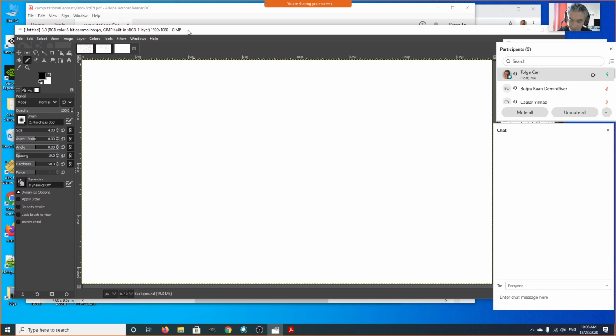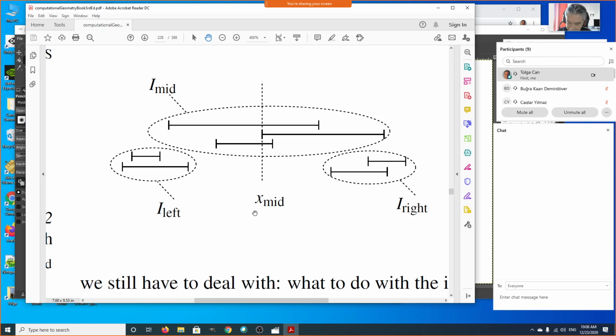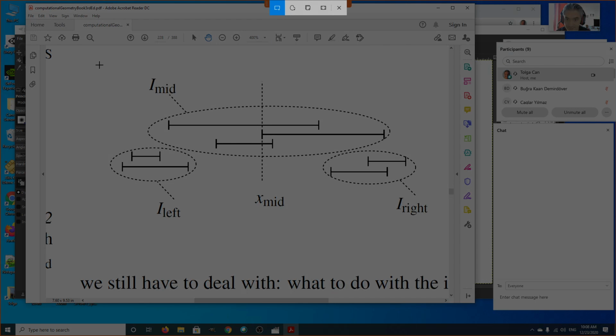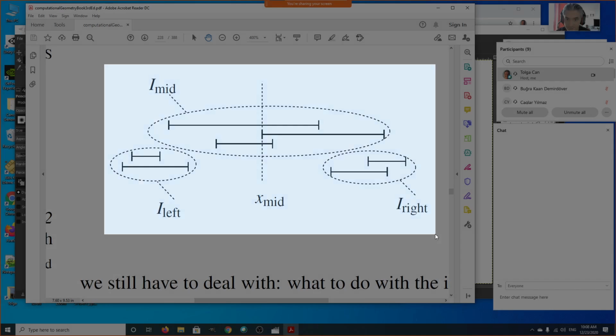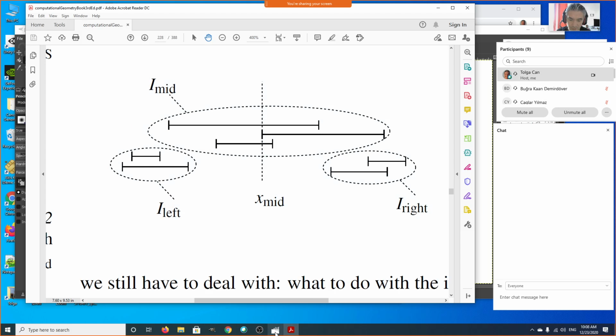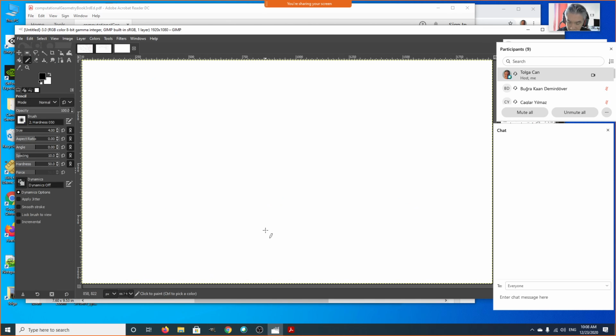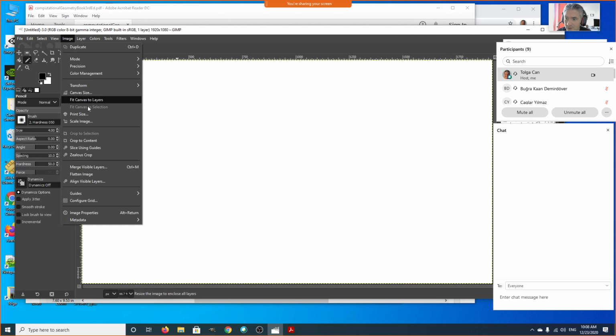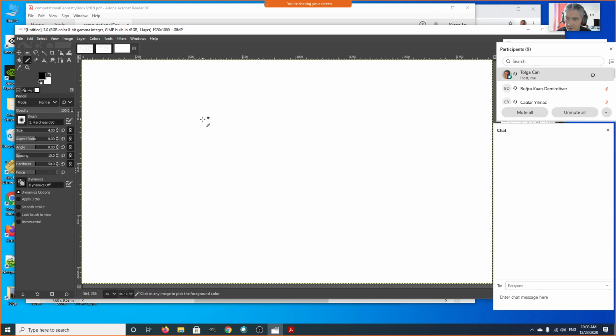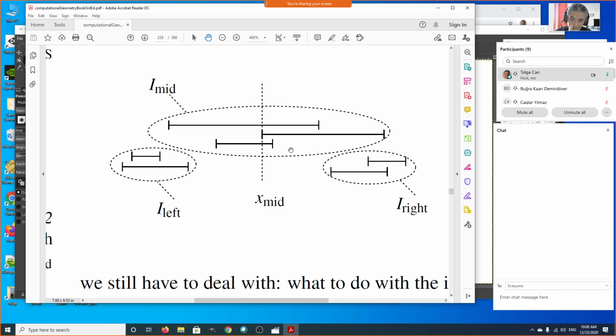Oops, didn't I copy it? Let me do that again. All right. Somehow the copying does not work. Anyway, I don't understand the Windows operating system all the time.